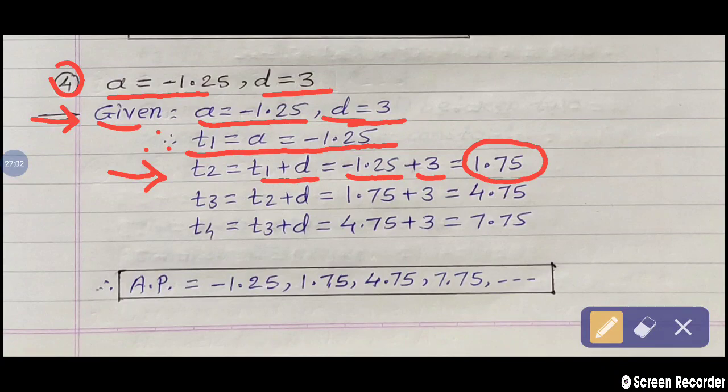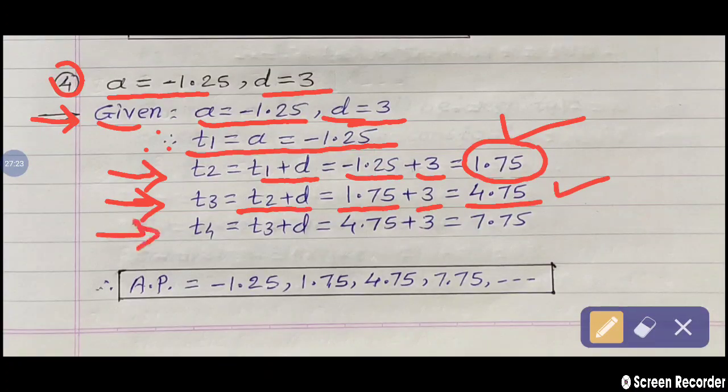Next, we find out T3. T3 means we add the common difference to the previous term, that is T2. T2 is 1.75 plus common difference 3. So 3 plus 1 is 4, giving 4.75. This is the third term. And the fourth term is T3 plus common difference. Our fourth term is 4.75 plus 3. So 4 plus 3 is 7, giving 7.75. This is the fourth term.